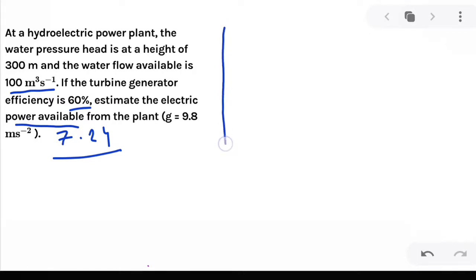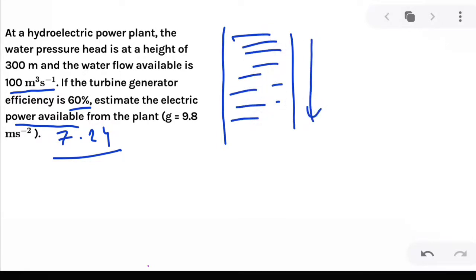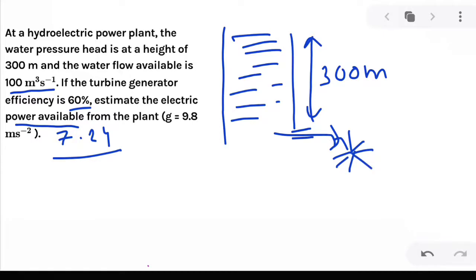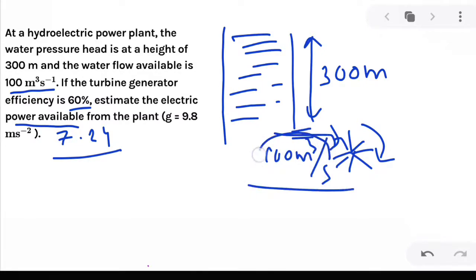Okay, so basically, see this, suppose this is the water reservoir and here you have water and this height is 300 meter. Now here there is an outlet and water is coming out from this outlet and it is hitting a turbine and the turbine is rotating. Now water that is coming out, it is 100 meter cube per second. This is the volume of water emerging out per second.